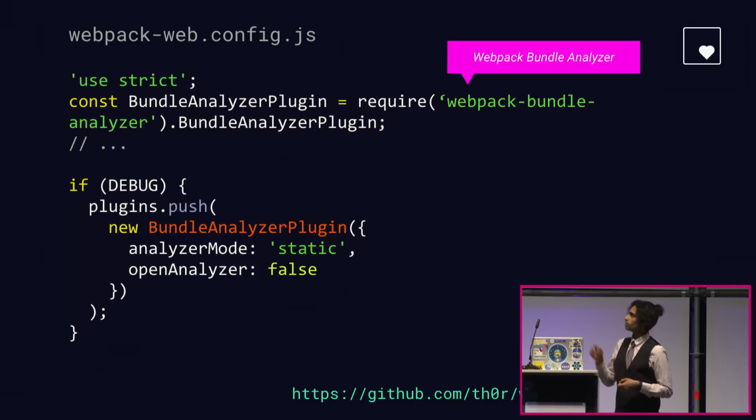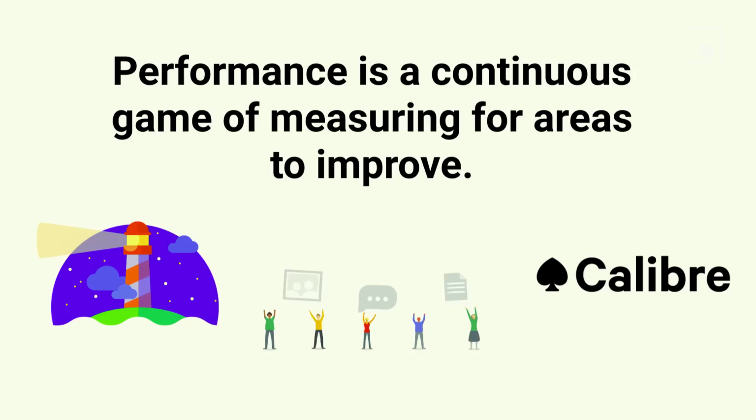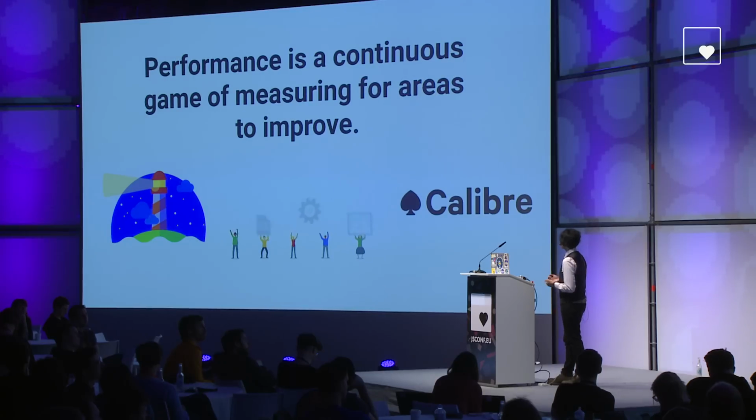And in Twitter's case, they were making sure that they were using the Bundle Analyzer plugin so that every single time someone was working directly on the application, they could see what impact that had on their bundle size and their actual bundle shape. Performance is a continuous game of measuring for areas to improve. There isn't a single thing that you can do and then just leave it, where your site is always going to be fast, regardless of the devices that your users try it out on.